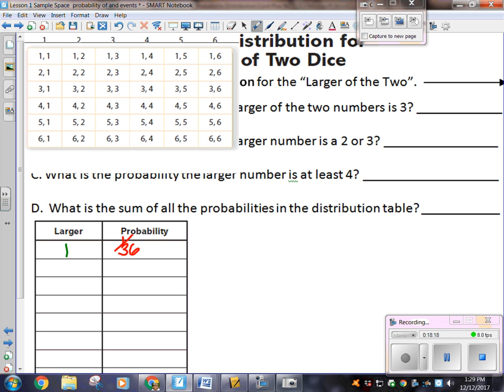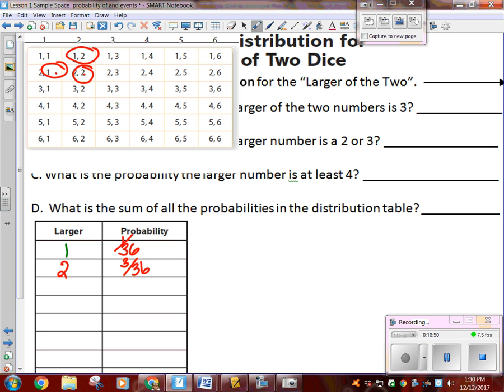It says which one's the larger, comparing the two numbers. What is the probability that between the two numbers, 2 is the largest? How many chances? If I compare 1 and 2, is 2 the larger one? Yes. 2 and 1, is 2 the largest? Yes. 2 and 2, 2 is the largest. So how many times? 3 out of 36. Everybody understand what we're doing? We're comparing the two numbers.